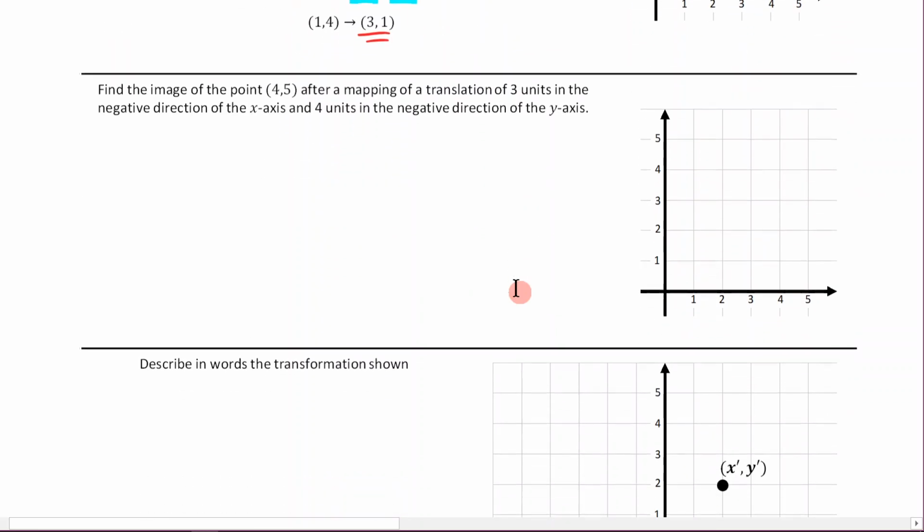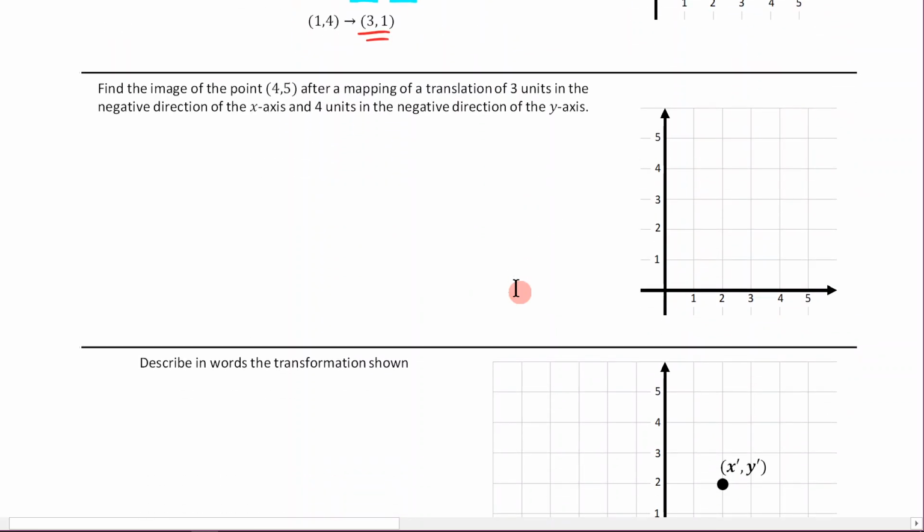Okay, let's now move on to another example of this. And it says, find the image of the point 4, 5 after a mapping of a translation of 3 units in the negative direction of the x-axis and 4 units in the negative direction of the y-axis. Okay, so let's take it slow and let's use our graph here to visualize what's going on. We're starting at the point 4, 5.